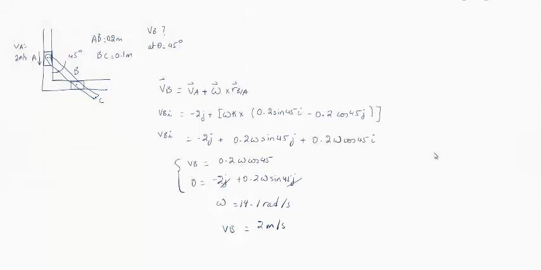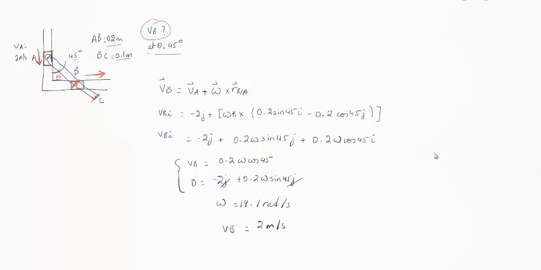We have this length, we have this part A, we have B. Now A is moving downwards with a velocity of 2 meters per second, which is going to cause B to move this way. Let's say we have the length from A to B 0.2 meters, B to C 0.1 meter. Now we want to know what is VB at theta equals 45. This is theta. Theta equals 45.